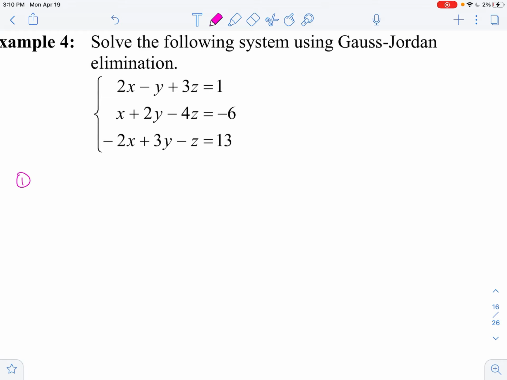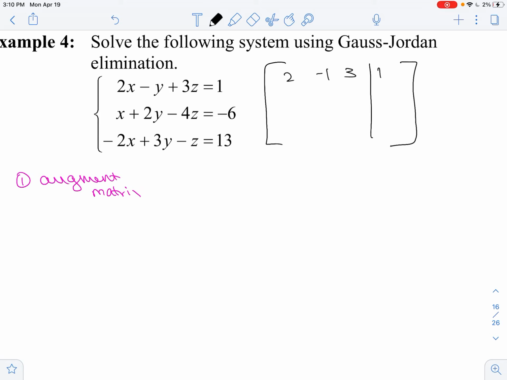So first thing we're going to do is make an augmented matrix. So here's my augmented matrix. Remember, again, I'm just using the coefficients of 2, -1, 3, and its constant 1. Coefficients of 1x, 2y, -4z, constant -6. Coefficients -2x, 3y, -1z, and 13.